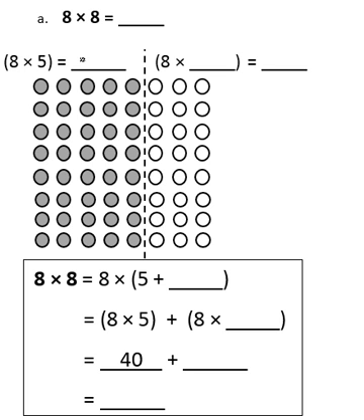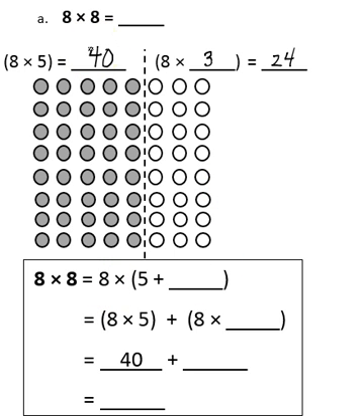Well, we have an array that is 8 rows of 8, but we've divided it into 2 sections. The first section is showing us 8 rows of 5. Since we've already studied our 5 facts, we should know that 8 times 5 is 40. That means the next section is showing 8 rows of 3. 8 times 3 is 24. Now all we need to do is to combine those two products to find the answer to 8 times 8.